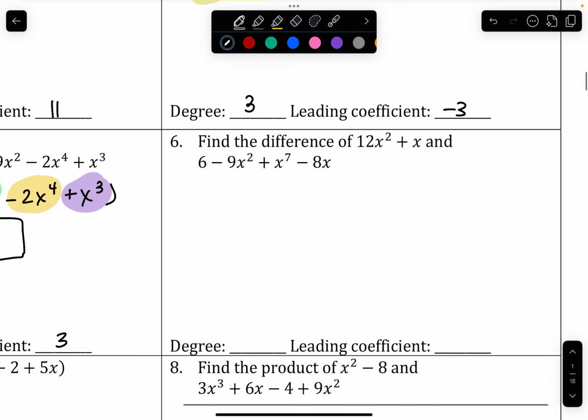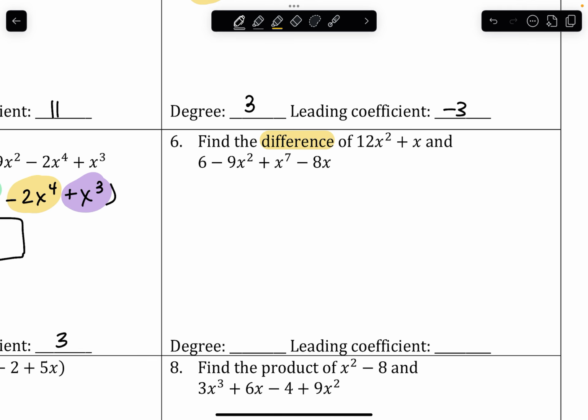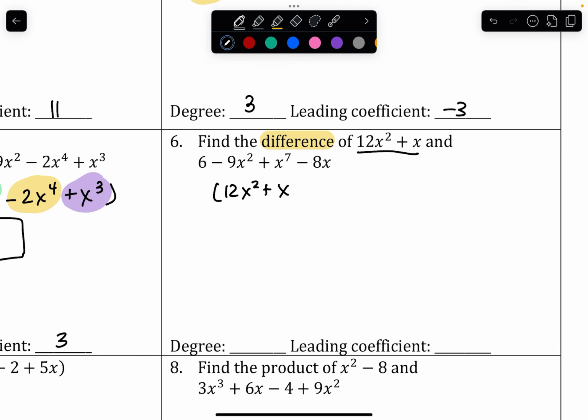Okay, and so for this one, we're finding the difference. Difference means subtract, and it says of 12x squared plus x. And so when they say find the difference of this and that, the first expression should be written first. So 12x squared plus x minus 6 minus 9x squared plus x to the 7th minus 8x.